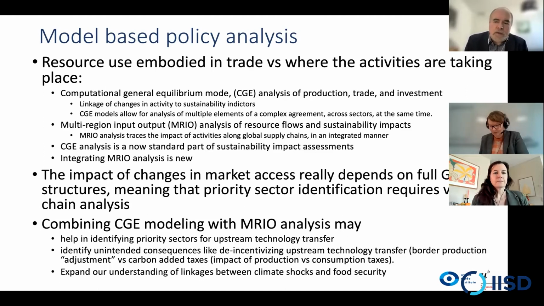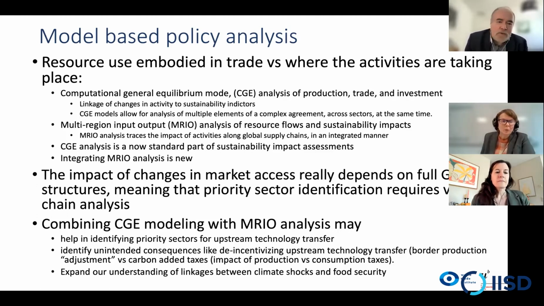Building on the same sets of data, a new set of tools being used to look at these things is called multi-region input-output analysis. Input-output analysis actually dates back to the first or second Nobel Prize in economics. The Leontief work is really old, but the data we have now globally is new.